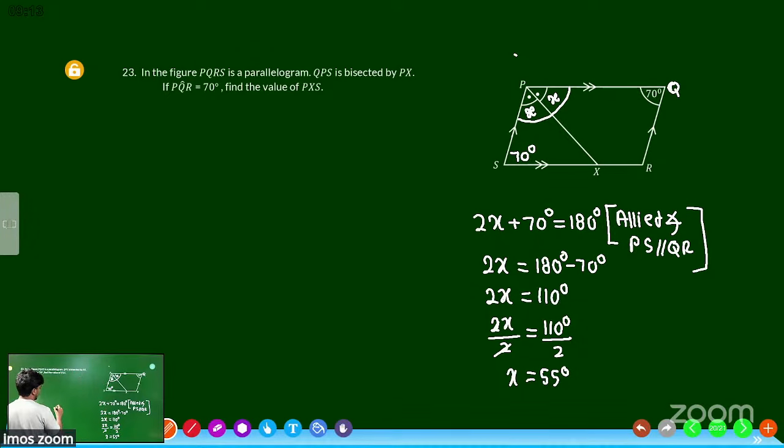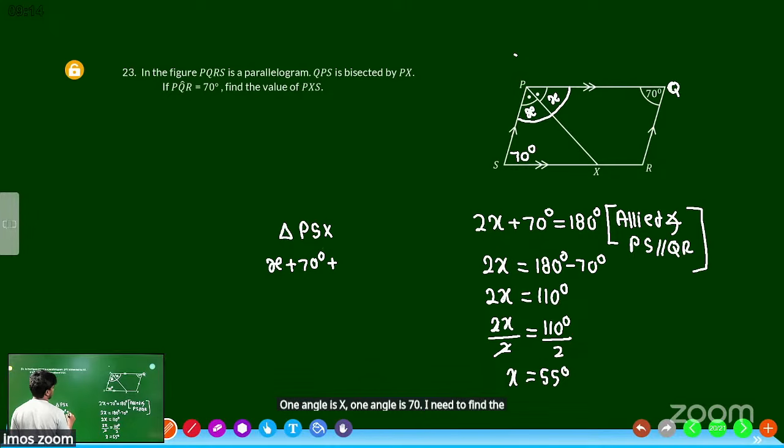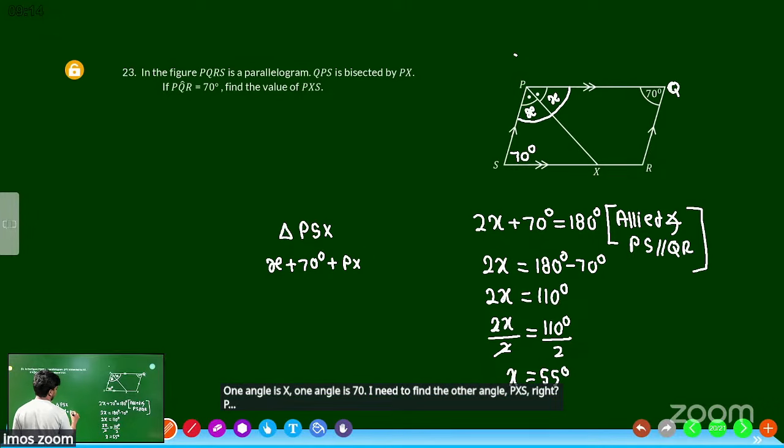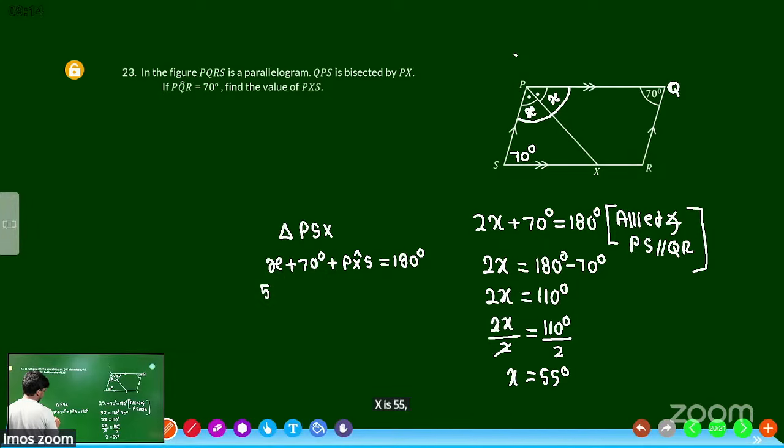Now I can take the sum of the interior angles of the triangle PSX. One angle is x, one angle is 70. I need to find the other angle PXS, right? X is 55. So 55 plus 70 plus PXS is equal to 180.